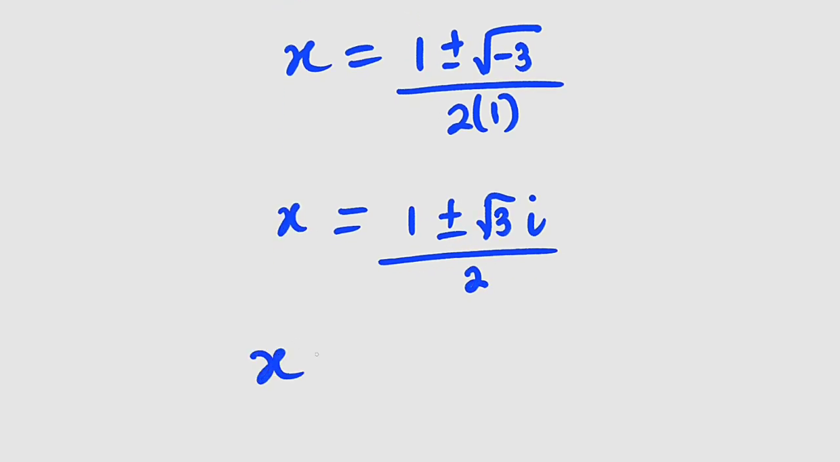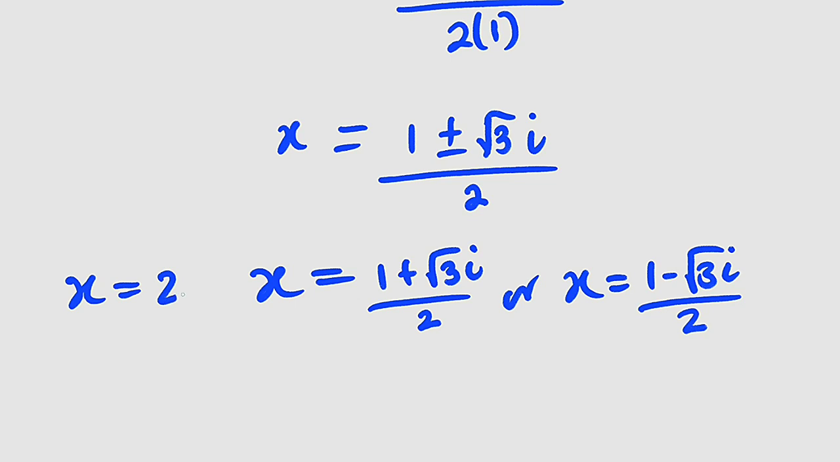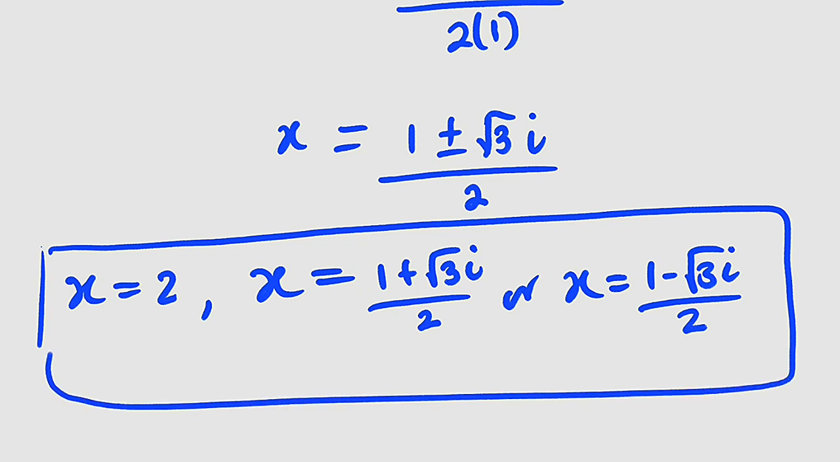And x could now be equal to either (1 + √3 i)/2, or x equal to (1 - √3 i)/2. Remember previously we have x = 2. And hence, these are the 3 solutions for this simple equation.